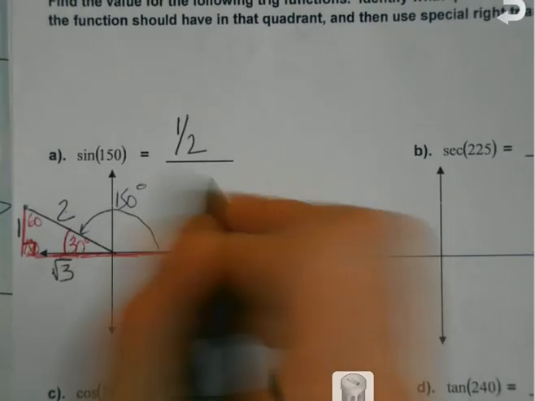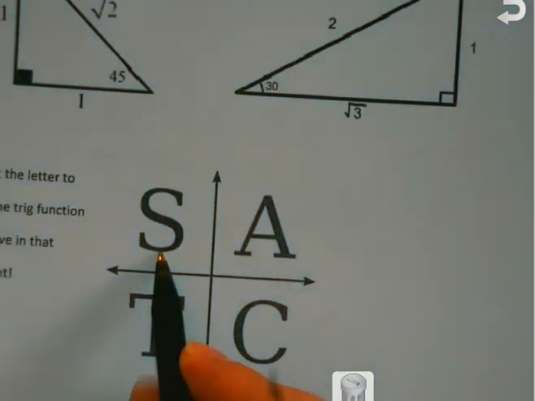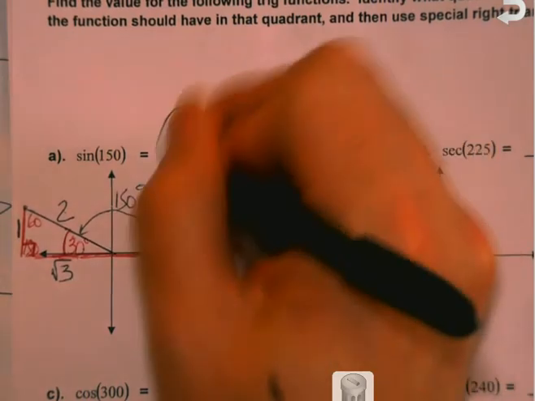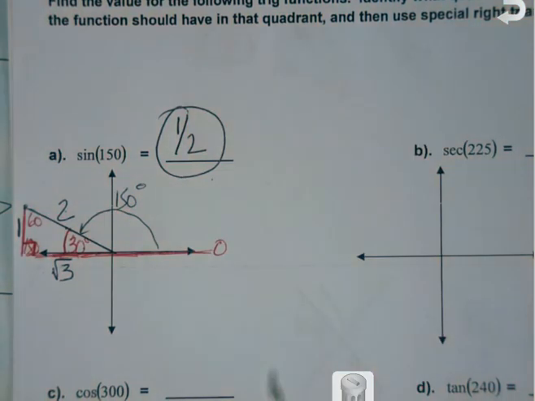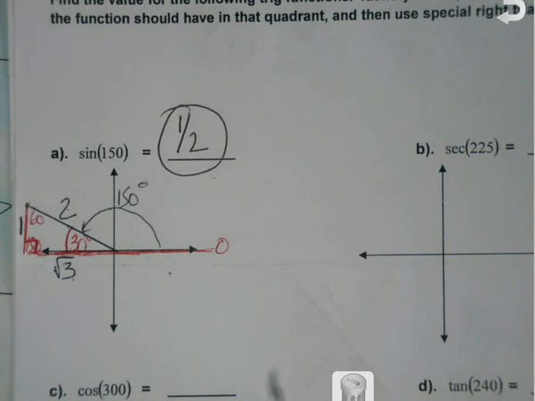Now the only thing left I have to pay attention to is, what quadrant is it in? Well, it's in the second quadrant. Second quadrant is where my sine values are positive. So my answer is positive. If this would have been in quadrant 3 or quadrant 4, I'd have still gotten a half, but it would have been negative because of where it lies. So that's one thing we're looking at on these. Okay, that one was pretty straightforward.